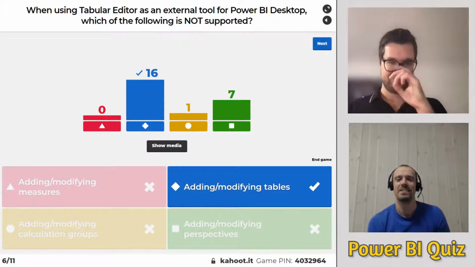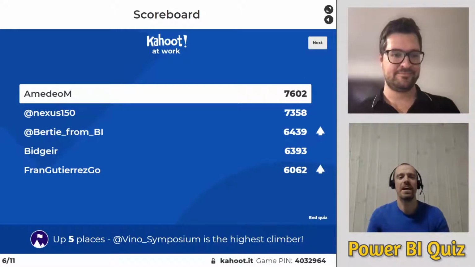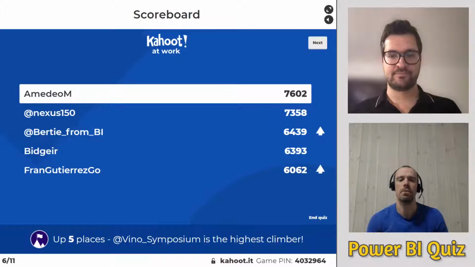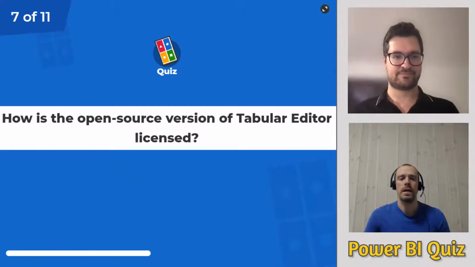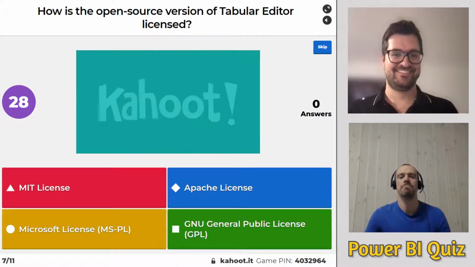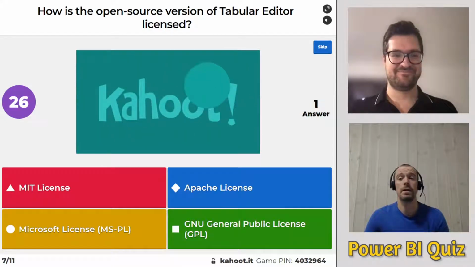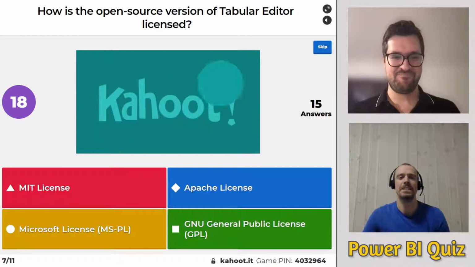So let's see the leaderboard now, and we still have Amadeo and Nexus on top. And Bertie is coming up in 3rd place. So still very close. How is the open source version of Tabular Editor licensed? You might have used Tabular Editor for quite some time and know a lot of the features, but do you know which license it uses?